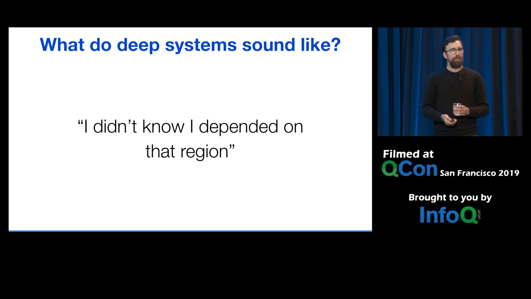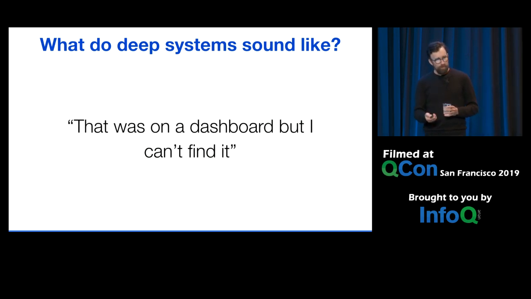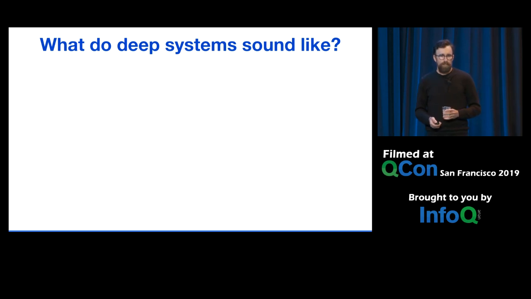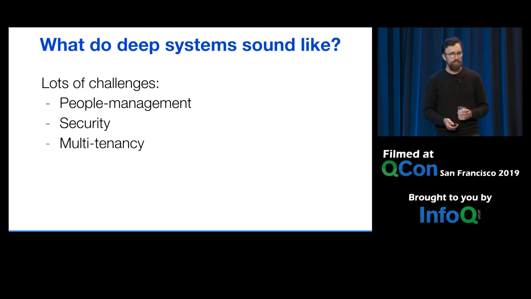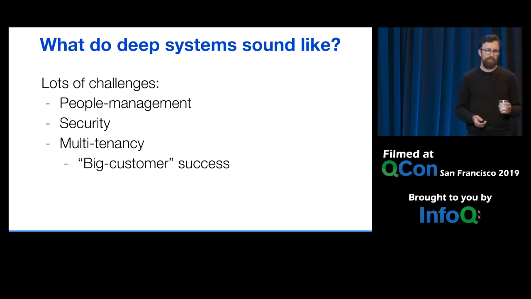Oftentimes you don't know you depended on something, and then it goes down and you do realize you depended on it, but this is the downside of abstraction. We create abstraction, and then we forget that no one knows what's underneath abstraction anymore. This happens all the time. Like, you've seen a dashboard, and in your mind's eye you can remember seeing the dashboard you wanted, but you can't find it, and you can't string search for it, and so it's basically not useful. Anyway, the themes here are a lot of people management issues, security issues, multi-tenancy, Kafka stuff.